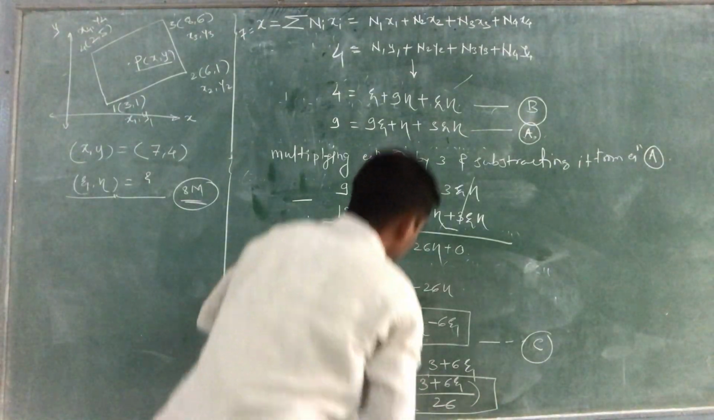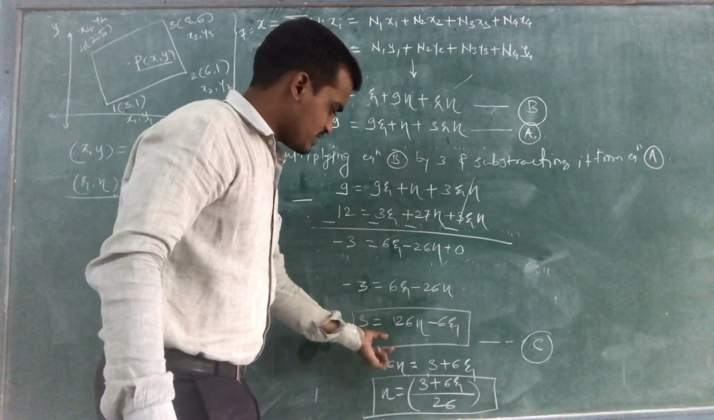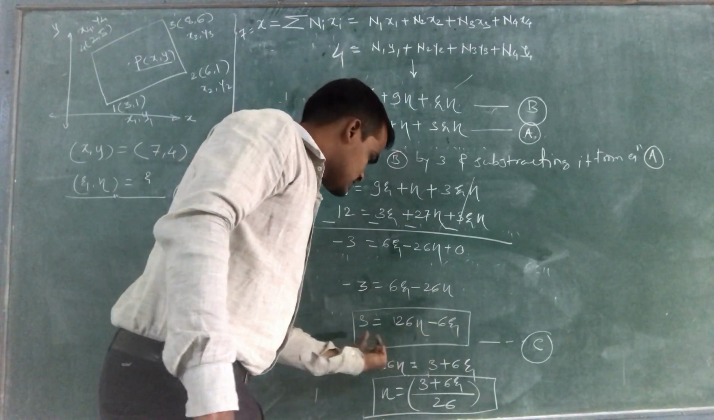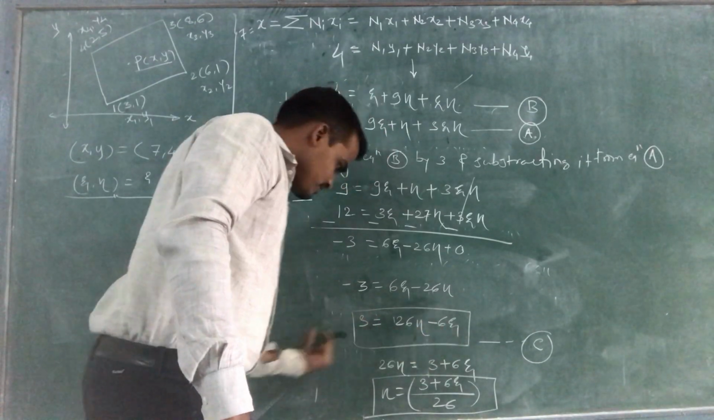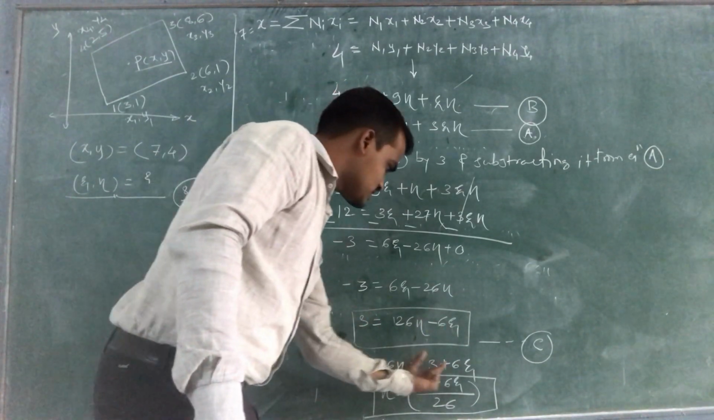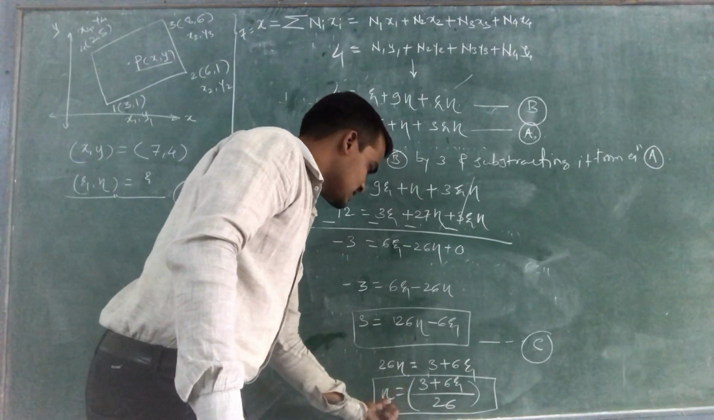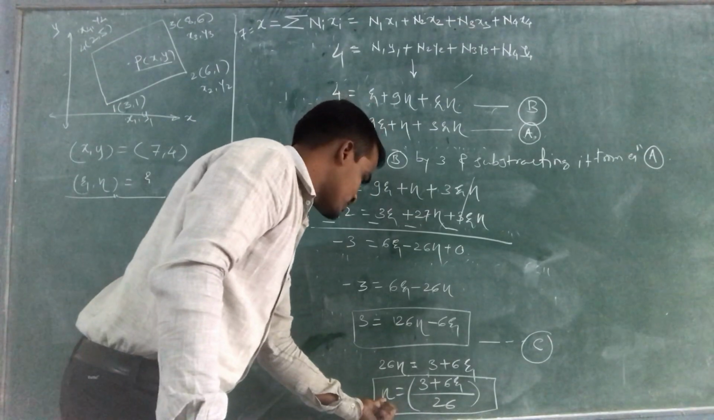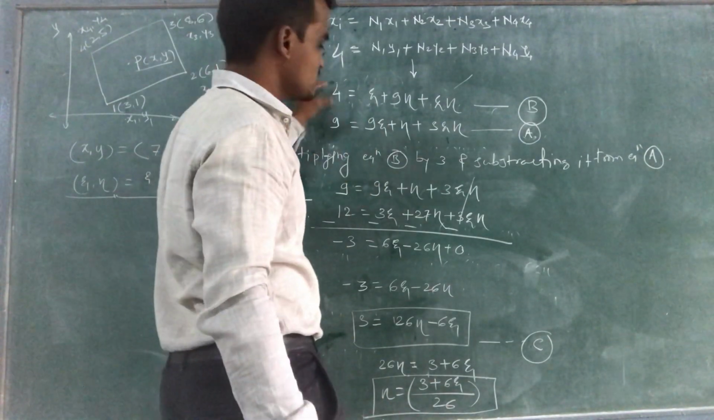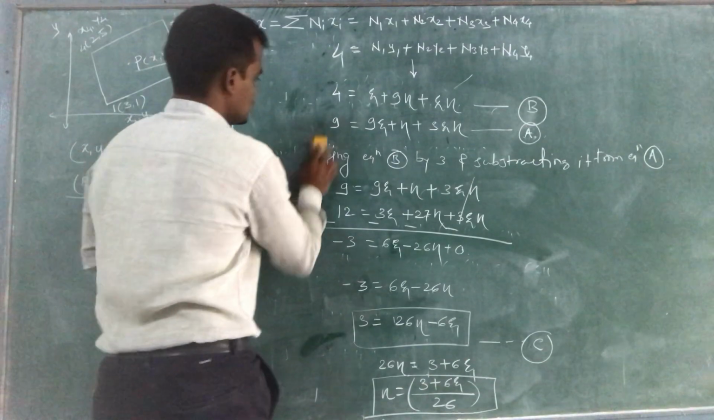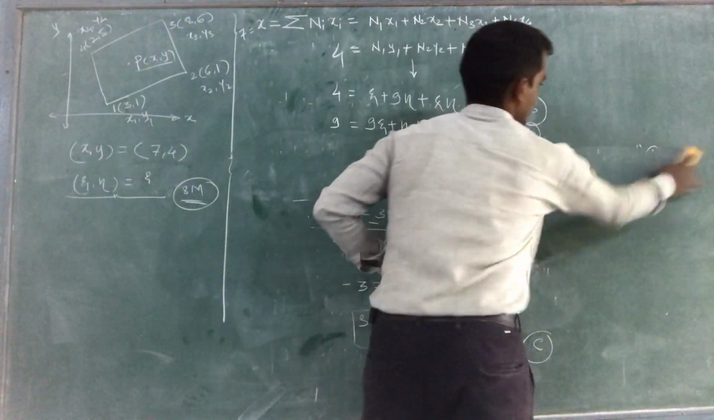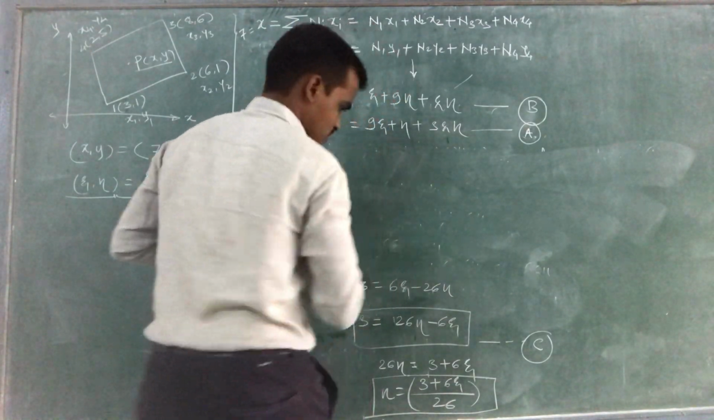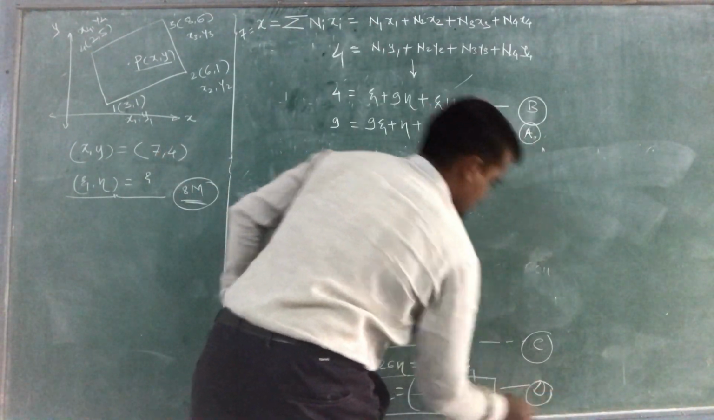Okay, so if we convert this equation into one parameter, meaning into eta only, then what will it become? The minus 6 zeta will go to the other side as plus. So 3 plus 6 zeta is equal to 26 eta. So eta will finally be equal to 3 plus 6 zeta divided by 26. So by putting this eta into one of these two equations, we will get one parameter. So this is D.